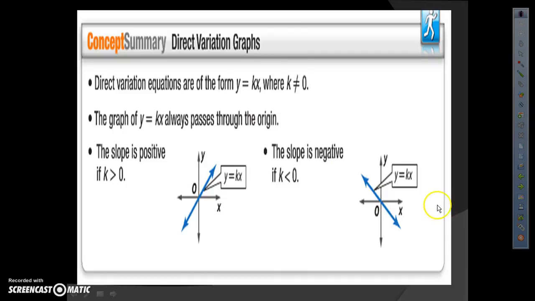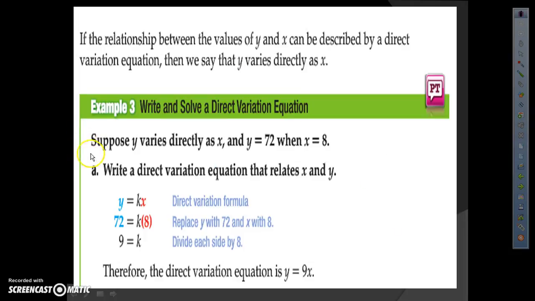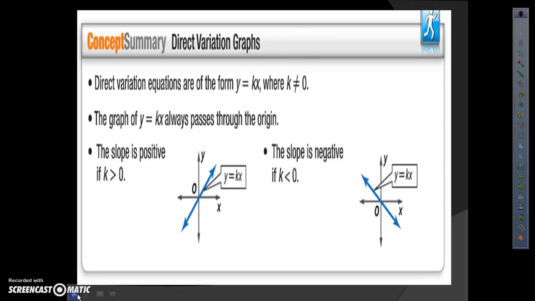So let's again pause here, and I'd like for you to get these bullet points and sketch these little graphs here of the two possibilities with a direct variation equation.